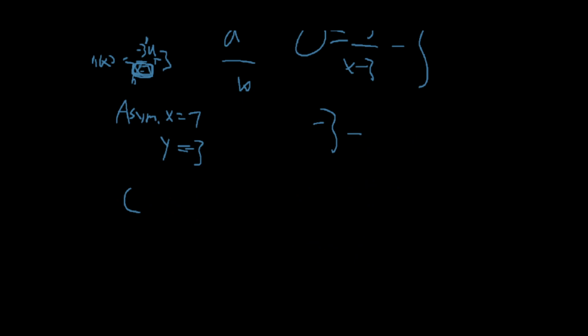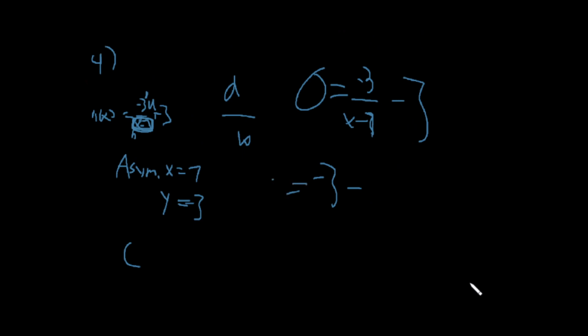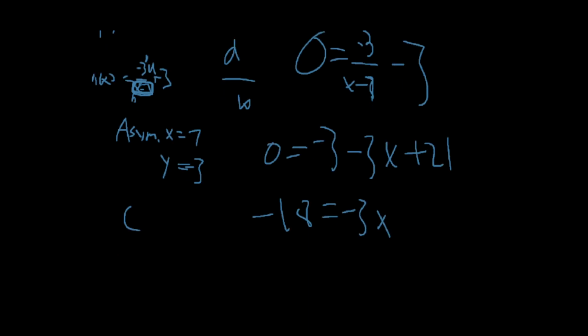So, this is a 7, by the way. I thought it was a 3. So, that is minus 3x plus 21. So, that's negative 18 equals negative 3x. And so, x equals 6. So, 6, 0.